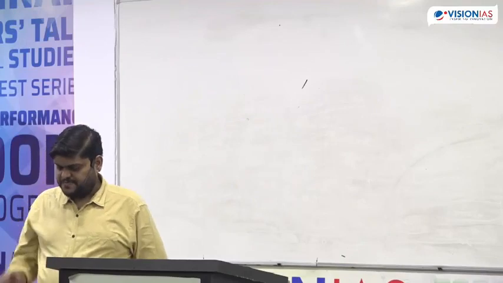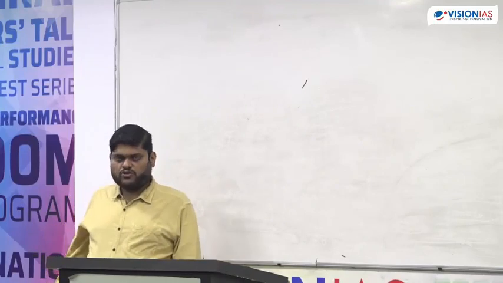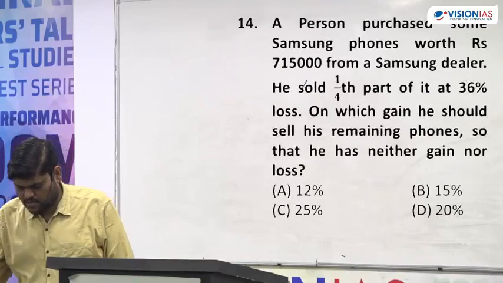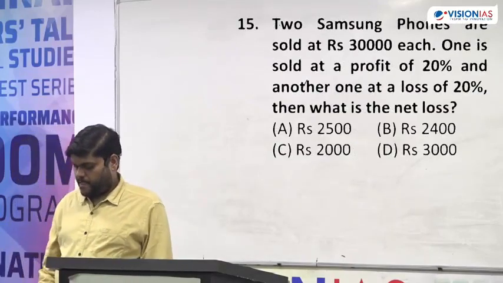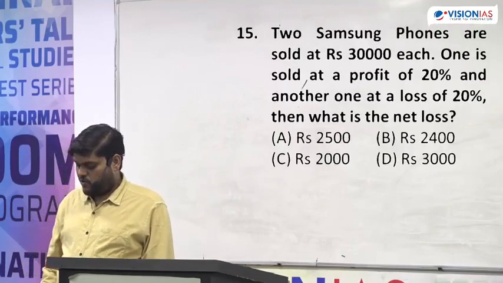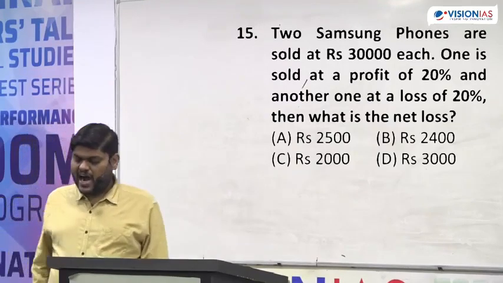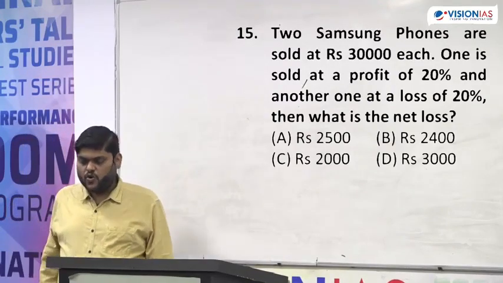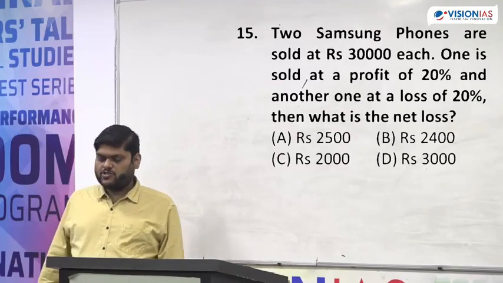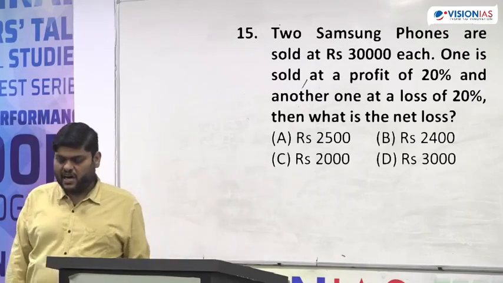Question number 15. Please show the question number 15. Question number 15. Two Samsung phones are sold at rupees 30,000 each. One is sold at a profit of 20% and another one has a loss of 20%. Then what is the net loss?